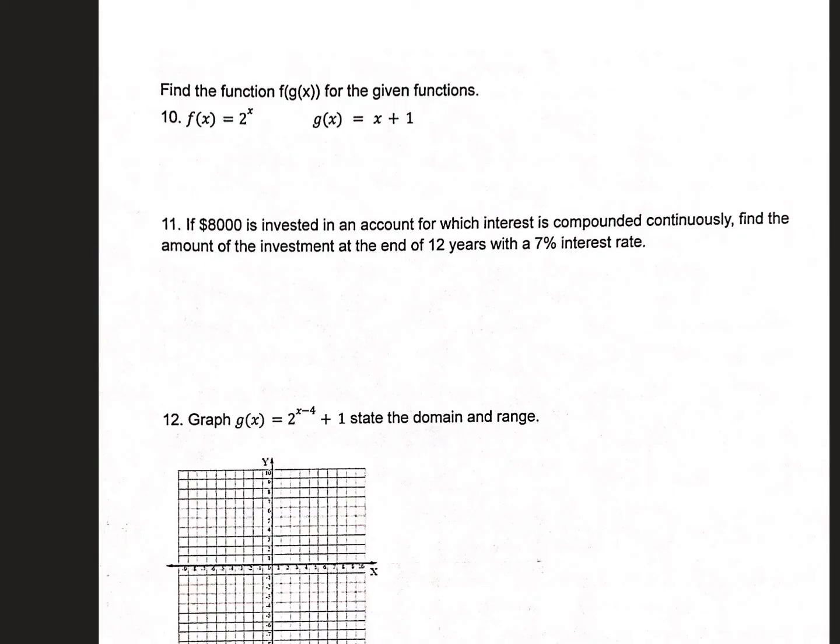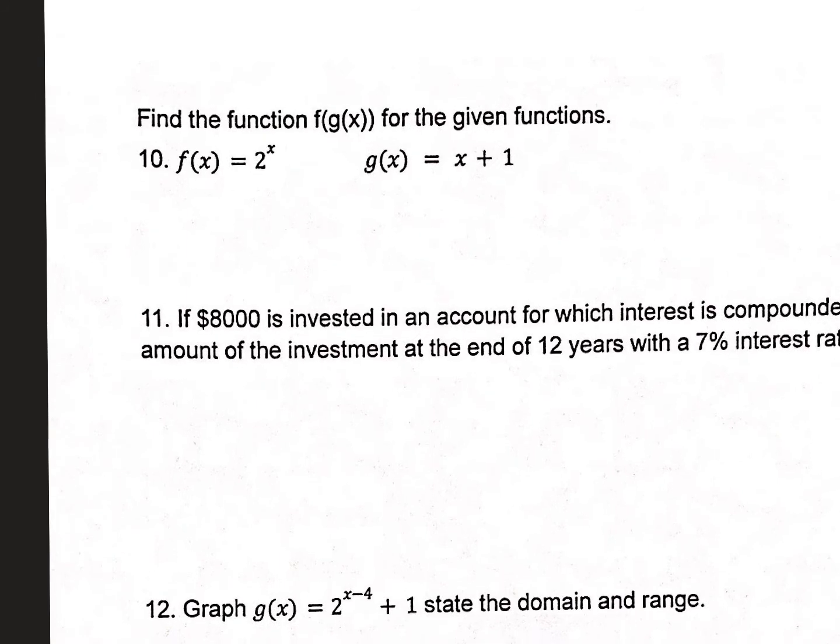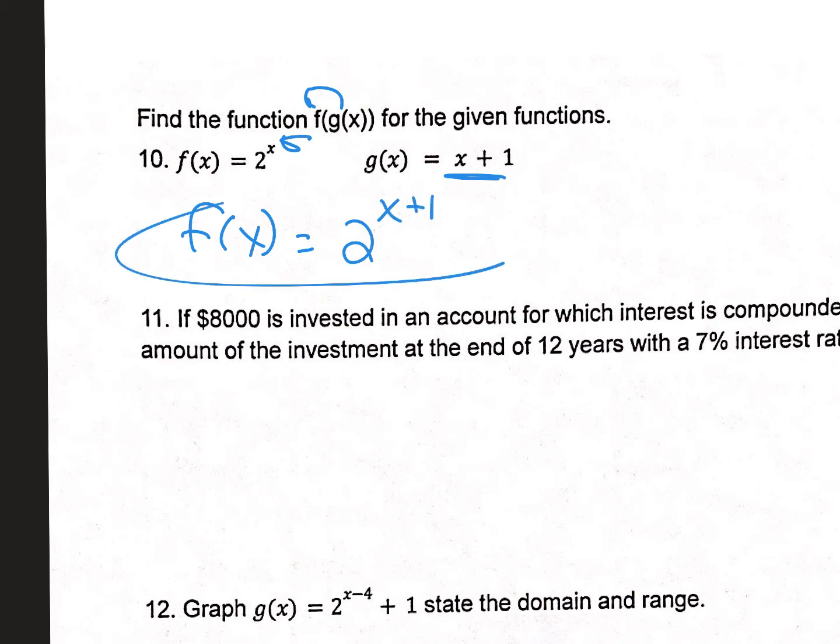Number 10, for the function, find the f of g of x. F of g of x means I'm going to take function g and plug it into f. So I'm taking that x plus 1, putting it right there. That's a one-stepper. If I put that x plus 1 right there, I get 2 to the x plus 1 power, because that's all you can do.